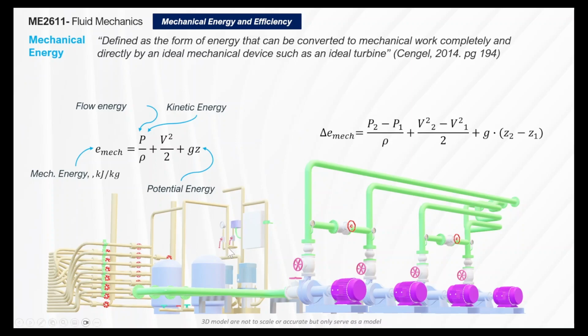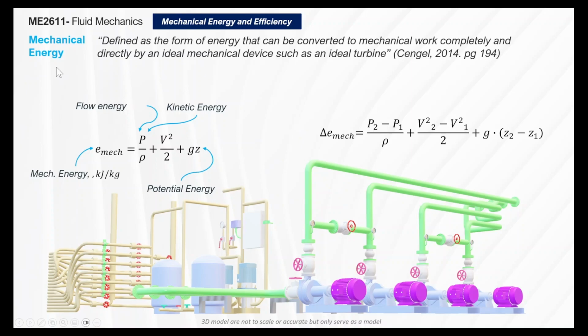Here, kinetic and potential energies are the familiar forms of mechanical energy. Thermal energy is not mechanical energy, however, since it cannot be converted to work directly and completely as dictated by the second law of thermodynamics.